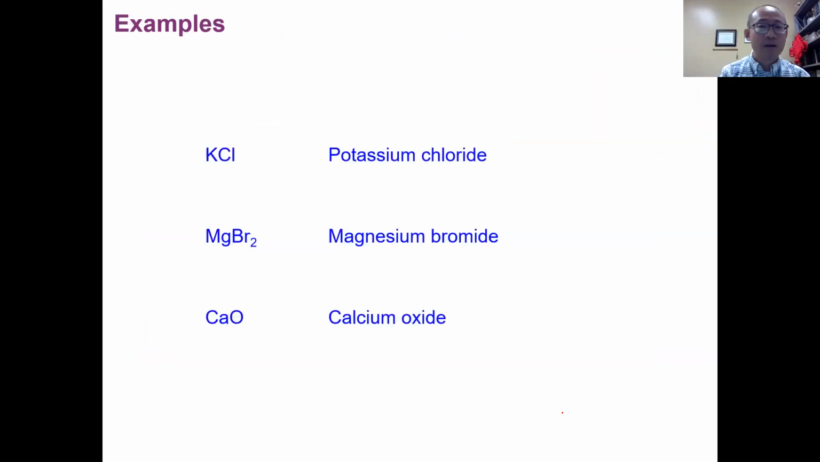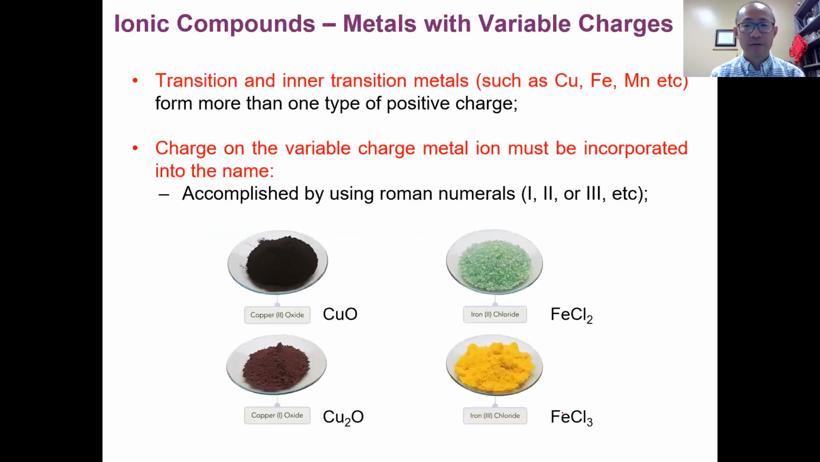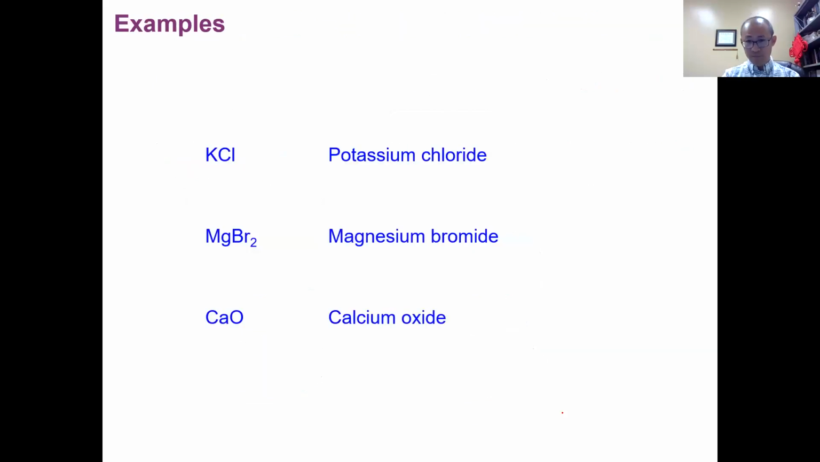For example, potassium chloride. Name of the metal, potassium, followed by chloride. Magnesium bromide. Calcium oxide, right? Oxygen becomes oxide. Now, the naming itself is very simple. It's very straightforward.